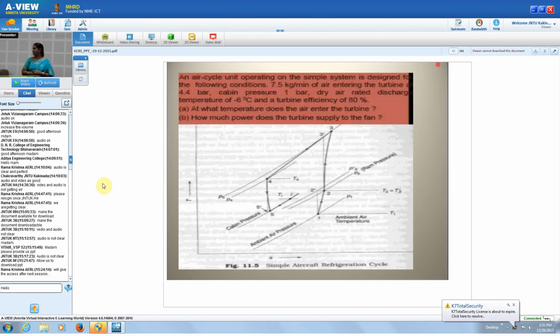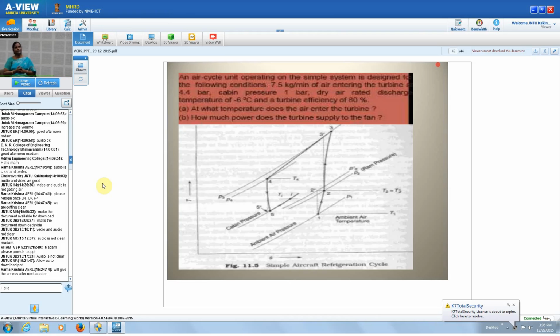Last class I gave one simple problem on aircraft refrigeration. Have you done that? What are the conditions given? What are the pressures given? What temperatures are given? First you note down those, then find out the remaining temperatures. With that you can find out all this.